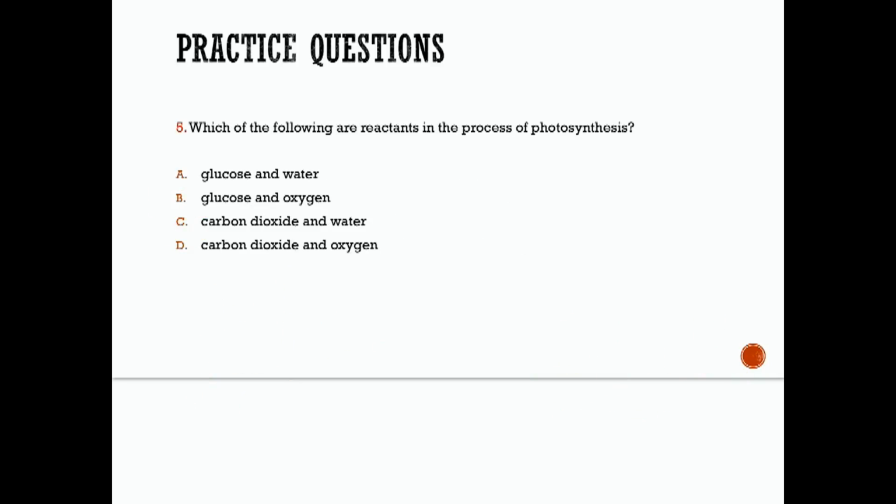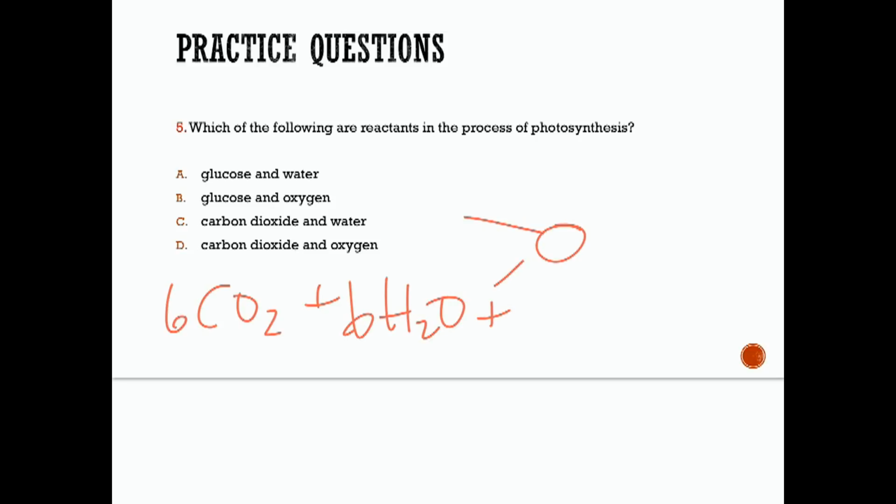Number 5, which of the following are reactants in the process of photosynthesis? Okay, so you'll need to know that reactants are the things that are needed. So they're going to be on the left side of the equation for photosynthesis. You kind of have to know two things: what are reactants and what's the process of photosynthesis. Okay, so if you remember the chemical equation, or just kind of like what is needed, you'll remember that there's 6 CO2, which is carbon dioxide, plus 6 H2O, which is your water, plus remember your light energy from the sun.